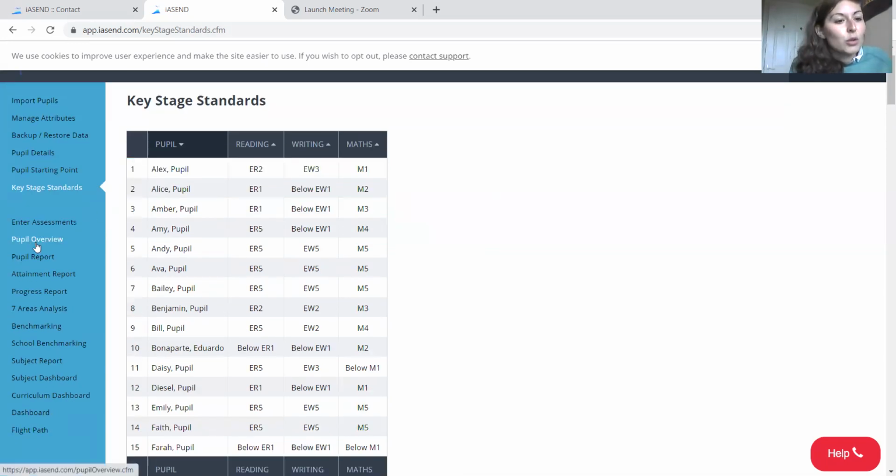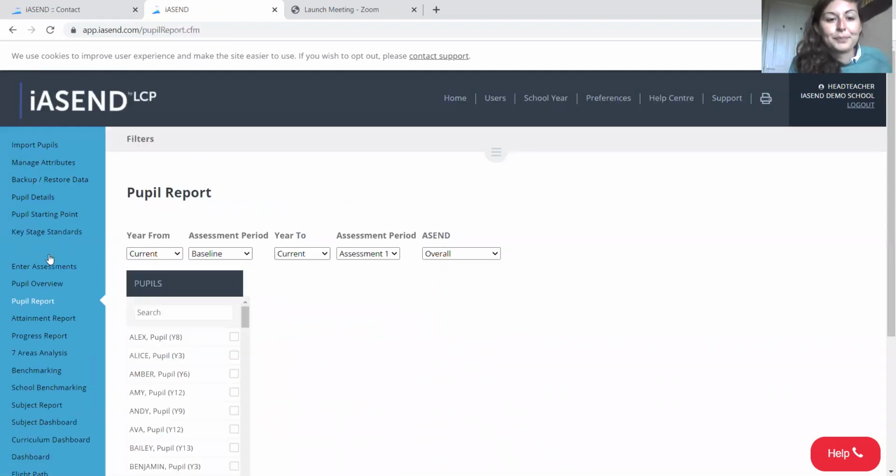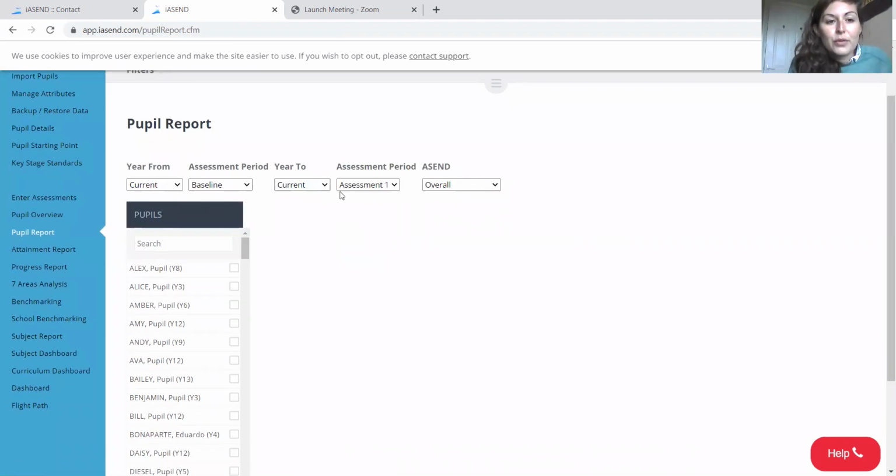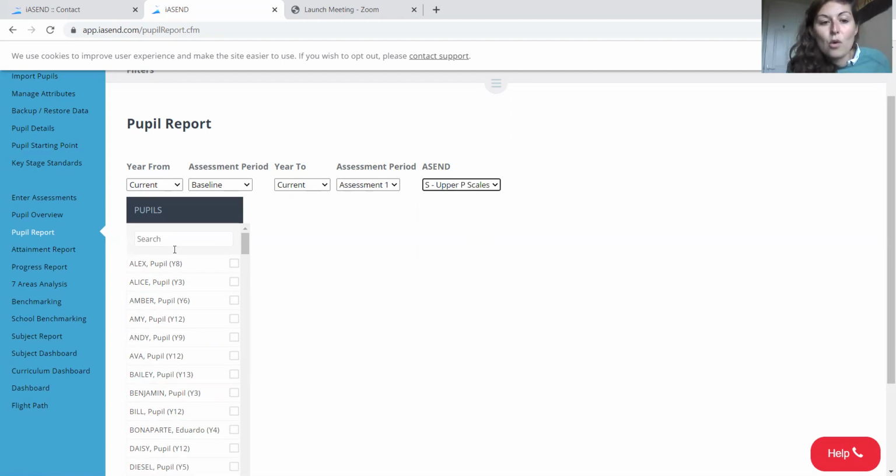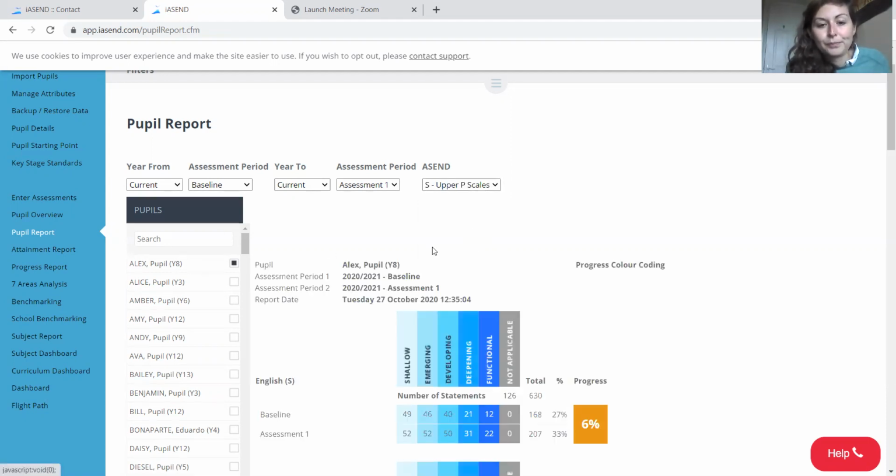Let's head over now to our pupil report, which is this button here. This page shows me the progress. I've got their year from, so that's current, and I choose their assessment period. I'm going to say baseline, and then compare it to assessment point 1. I then need to choose the curriculum they're predominantly focusing on for that particular subject. I'm going to look at Alex, who's on the S curriculum for English.